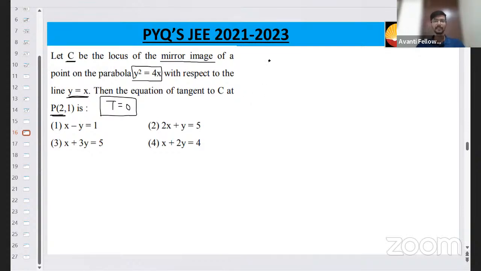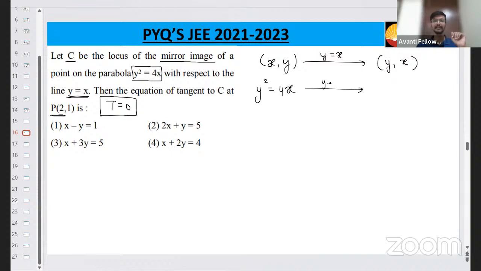This is so very simple. Mirror image of a point x comma y in the line y equals to x is just y comma x. Only the coordinates get swapped. So what will be the mirror image of the curve y square equals to 4x in the line y equals to x? Just swap the coordinates. So it will be x square equals to 4y. So this is our curve C.